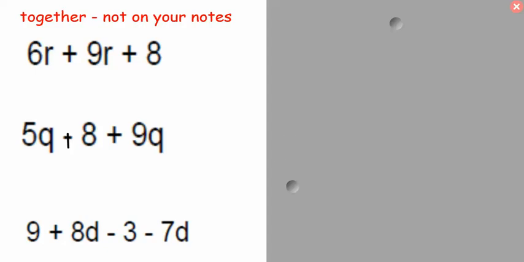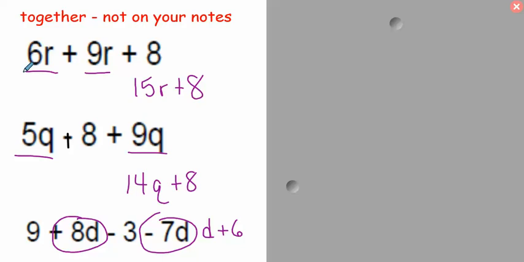All right, let's check your answers. On these, when I looked at it, I had R's, and then I just had a regular number. So I could combine my R's, but there was nothing else to combine this 8 with, so I just wrote it. So remember, look at your problem. I have R's and I have just numbers by themselves. So in my answer, I should have R's and just numbers by themselves. All right, check those work.